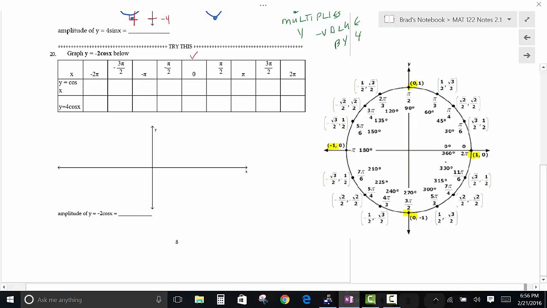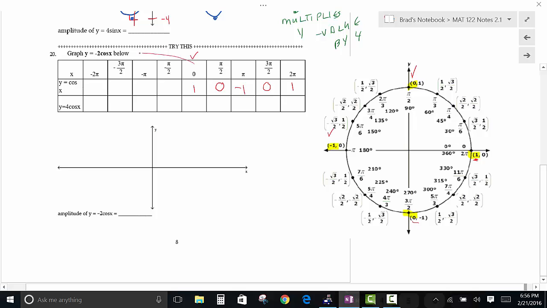Let's start at 0. When theta is 0, the angle 0 radians, you have a cosine of 1, that's equal to 1. Cosine of pi over 2 is 0. Cosine of pi is negative 1. Cosine of 3 pi over 2 is 0. Cosine of 2 pi is back to 1.